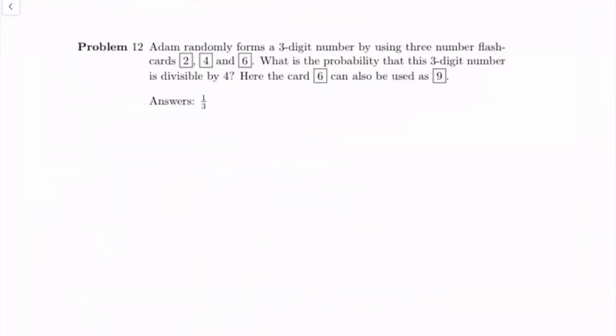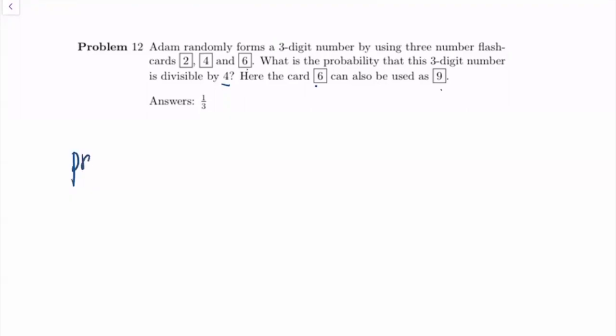Question number 12. Adam randomly forms a three-digit number by using three-number flashcards, 2, 4, 6. What is the probability that the three-digit number is divisible by 4? Here we assume that each number is used only once. Now, the card 6, if you flip it around, can be used as 9.